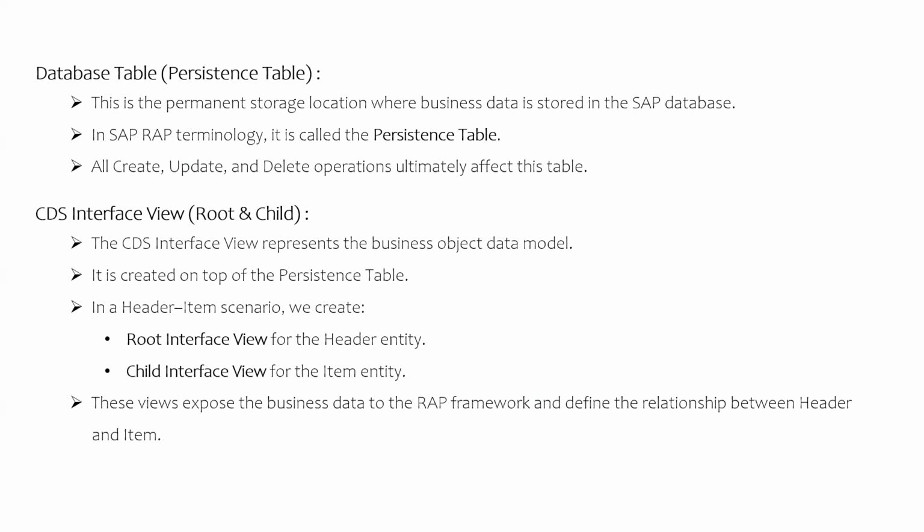Depending on the scenario, we create this interface view. Suppose we are dealing with only one type of data, we create only one interface view, that is the root view. Suppose we are building an application for header and item data, we create root view for header data and child view for item data.